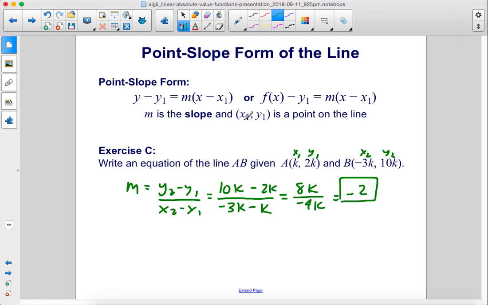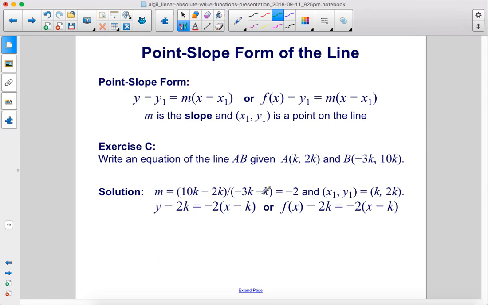And we have a point on the line, so we can pick either of these points. We'll pick this point. So we have y minus y1, which is 2k, equals m, which is negative 2, times x minus x1, which is k. All right, we solved for the slope, which is negative 2. We chose the same point, x1, y1, this point here, and we plugged it into the equation like that.